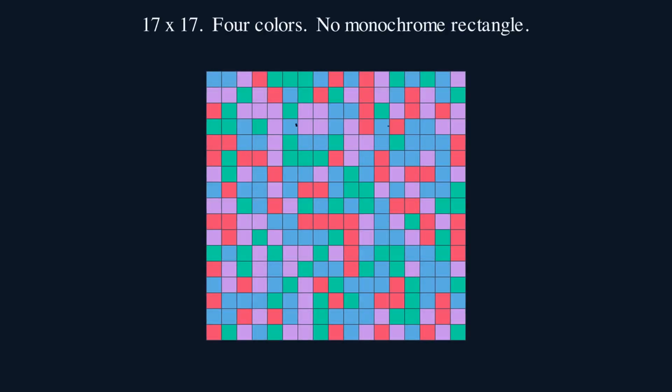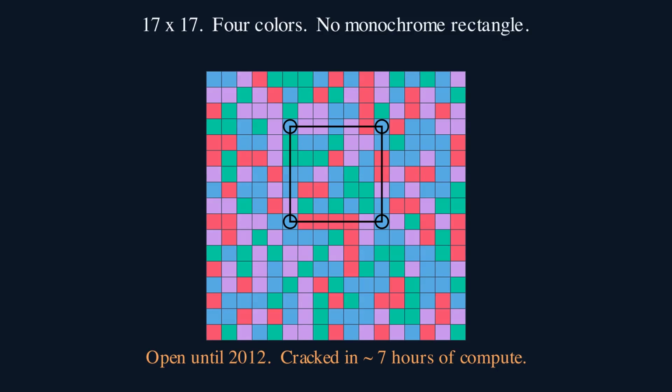Can we color a 17 by 17 grid with only 4 colors so that no rectangle ever has its 4 corners the same color? For years, nobody could show that such a coloring exists. In 2012, a team finally found one after about 7 hours of computation. In this video, we reproduce their approach on a laptop. That same search now takes about a minute.